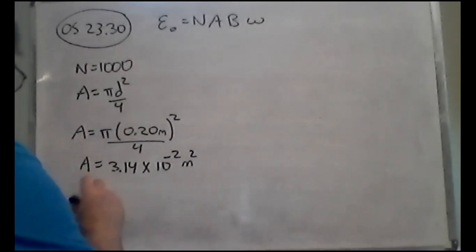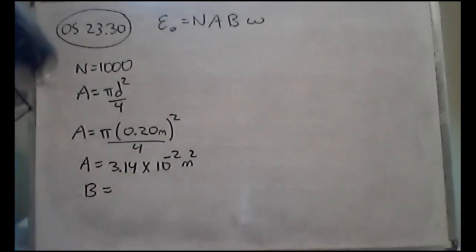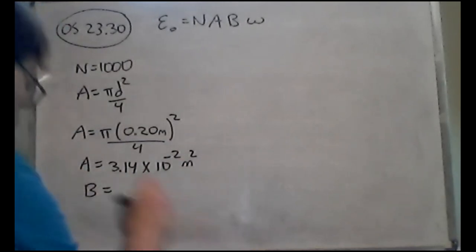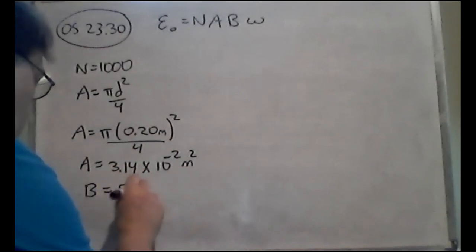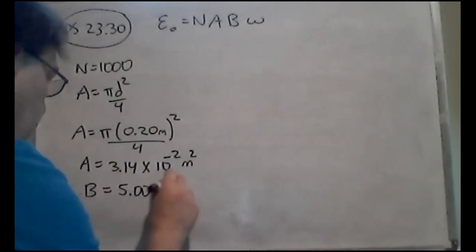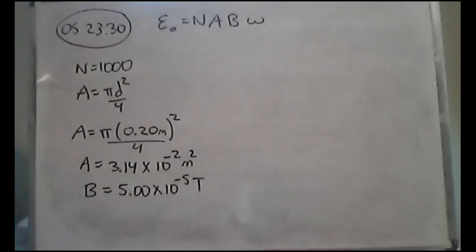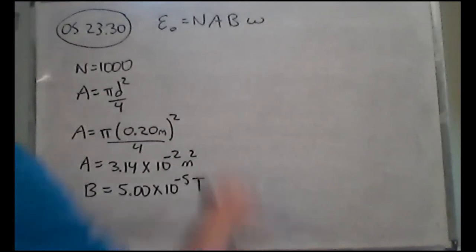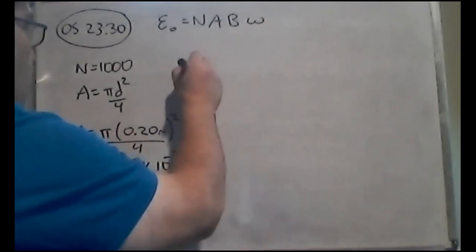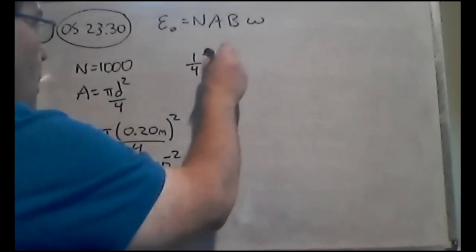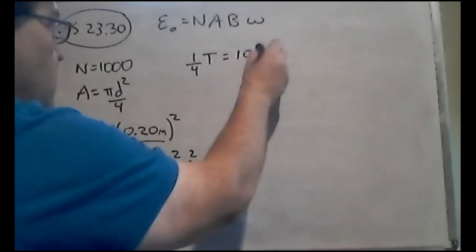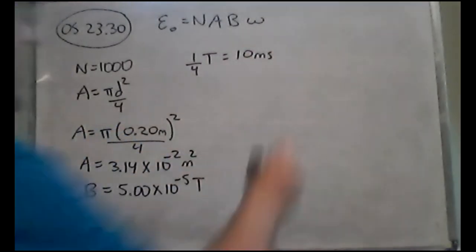B, I'm being given B. I'm being told again it's the magnetic field of the Earth, 5.00 times 10 to the -5 Tesla, as the magnetic field of the Earth at this particular location. Omega. Well, what do I know? I know that 1/4 of the period is 10 milliseconds, right? T is the period.